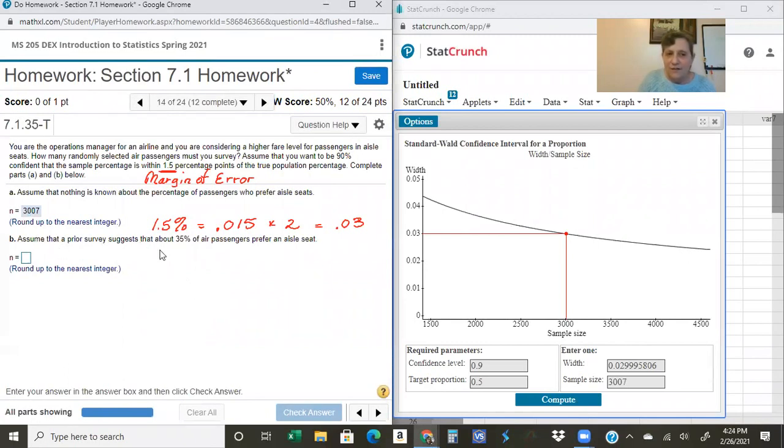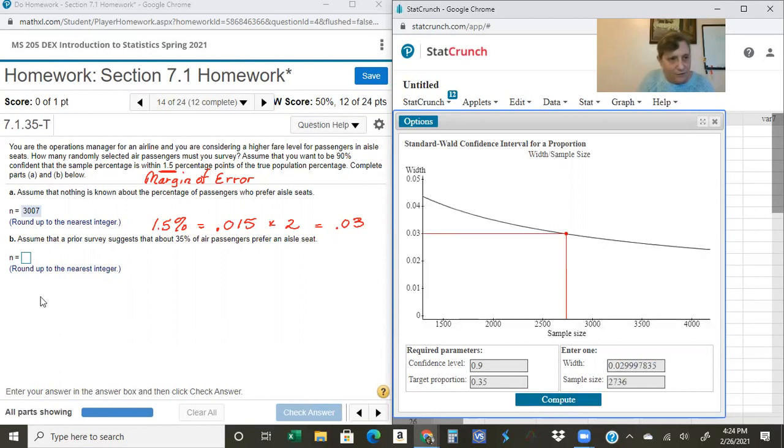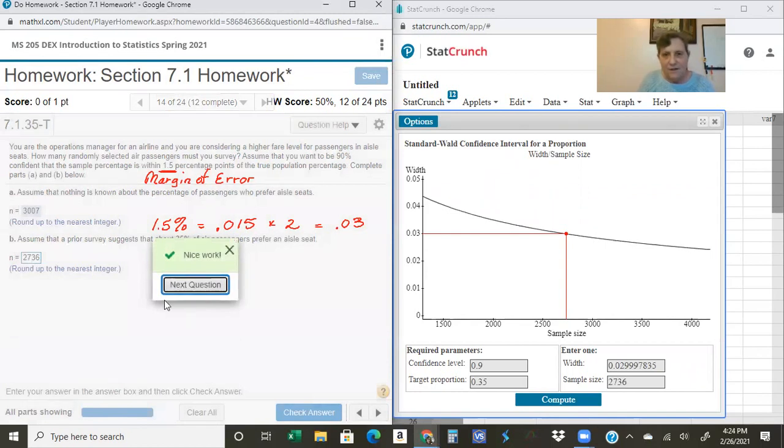Assume that a prior survey suggests that about 35% of air passengers prefer an aisle seat. Well, I don't know why they're going to charge extra if only a third of them want it, but let's go with that, 0.35. What does that change? Let's go back and fix that. I don't know if that'd be enough to make any difference, but I'm going to hit compute. That has reduced our sample size to 2736. Nice. So that's how you find the sample size.